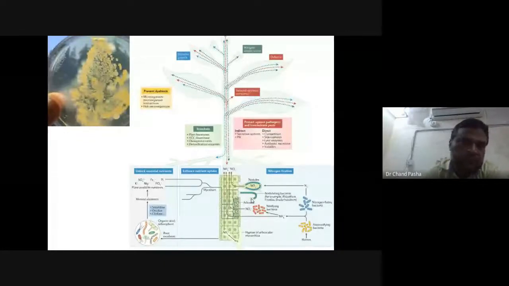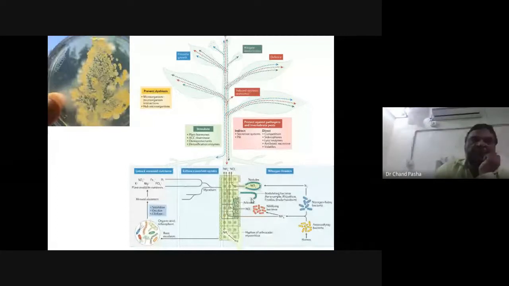Whereas for the plant microbiome, the sum total of microbes or microbial genes, genomes associated with the plant is called the plant microbiome. See, this is the phyllosphere. In fact, we will be doing this experiment. If you take a leaf and put it on nutrient agar, you will get this kind of culture. A lot of microbes are growing there. So, how are these microbes associated with plants and man?